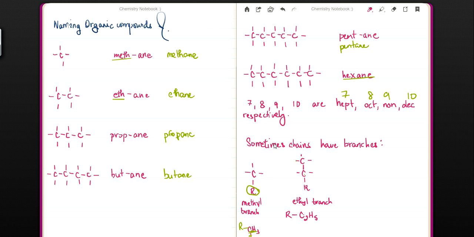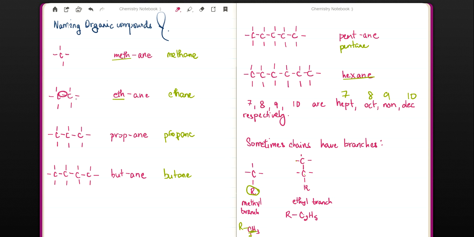Naming organic compounds. Naming organic compounds is pretty simple if you know the names attached to the amount of carbons present. If you have one carbon present, you will use meth and name it methane, because you're dealing with alkanes here. Once you have a single bond existing between two carbons, you're dealing with the alkane family.